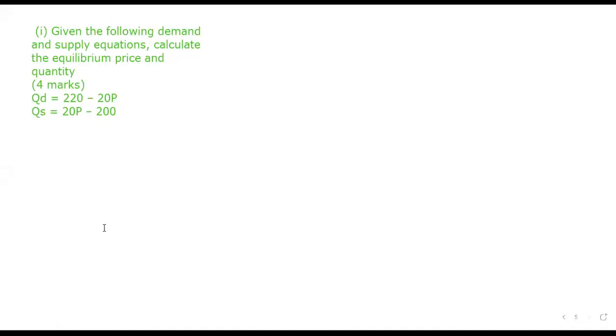This is the one we first calculate, right? Okay. Our statement is what, first of all? What happens at equilibrium? Given the following demand and supply equation, calculate the equilibrium price. So equilibrium occurs when? When demand and supply meet. Good. Demand is equal to supply.